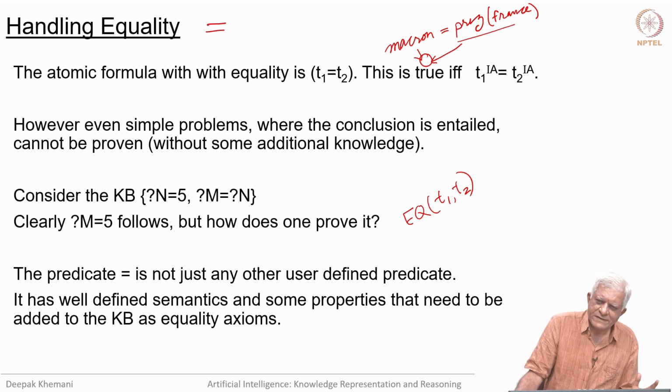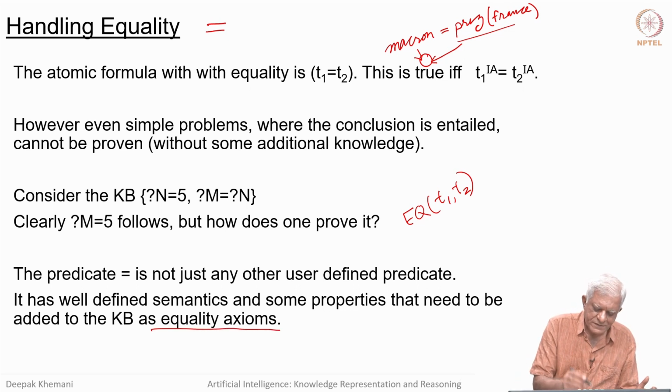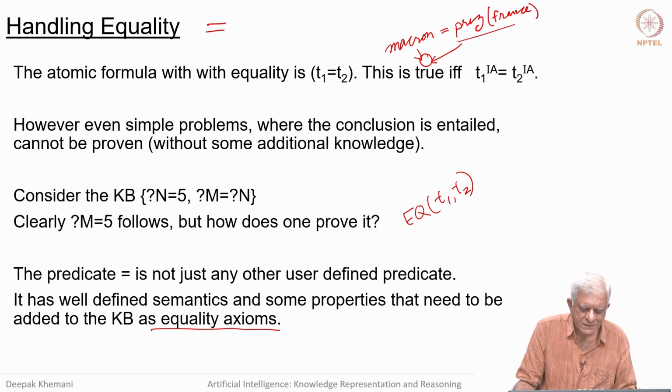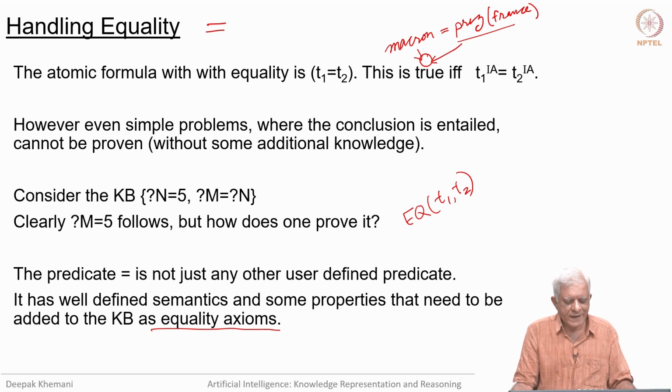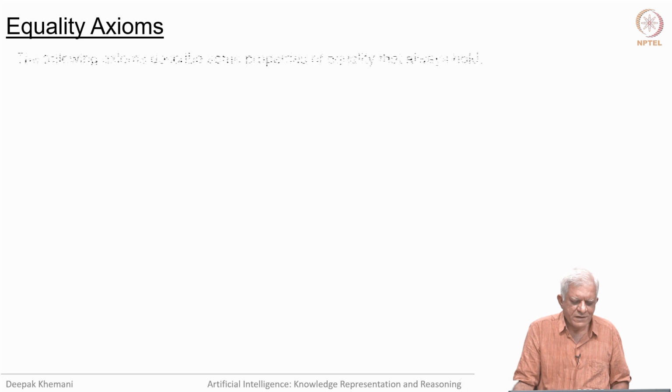So, equality is not just any other predicate, it has some very well defined semantics and some properties that need to be added to the knowledge base, and these properties are known as equality axioms. So, let us look at that, and then we will see how we can prove this particular simple fact that m must be equal to 5. So, what are the equality axioms? Basically, these are axioms which tell you what are the properties of the equality relation.